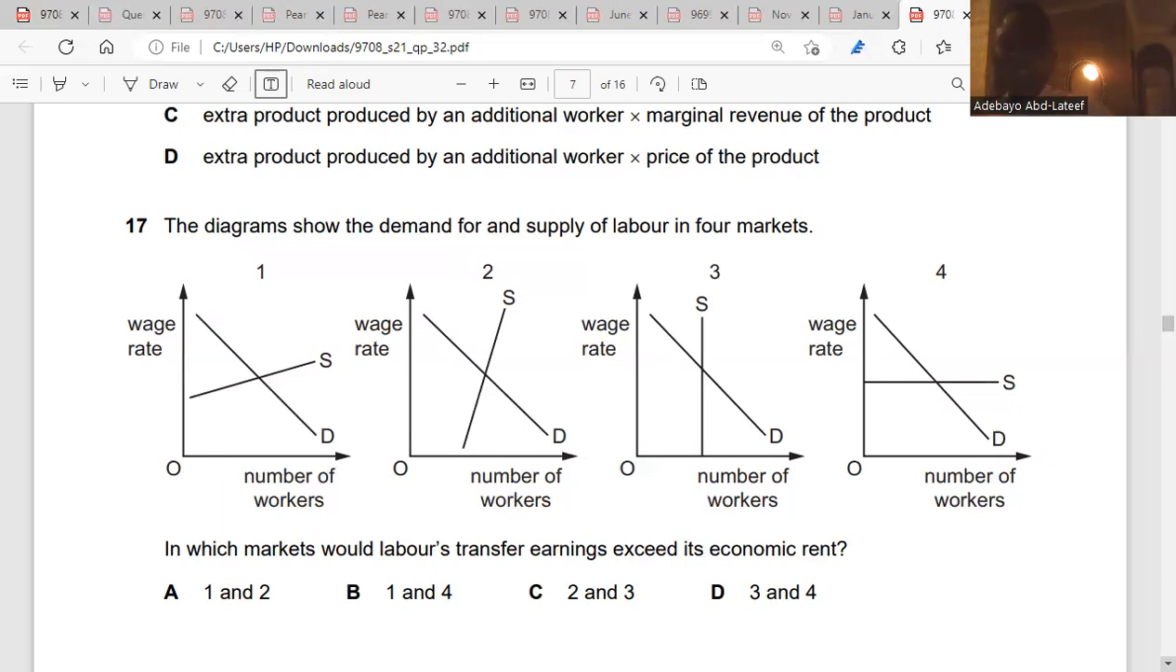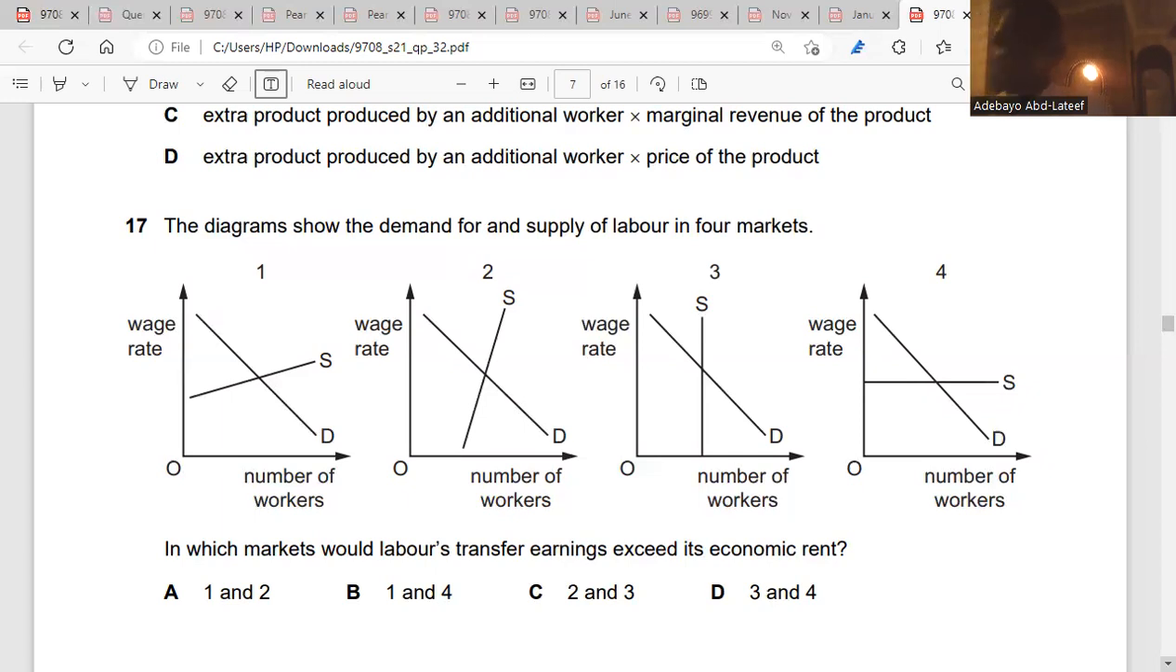But the second one, we cannot, because whenever we shift it to the right, it's not going to reach the supply of labor. Do you get the point? Here, it's above the supply of labor. The graph 2, it will move above the supply of labor. So that means wage rate is not increasing.